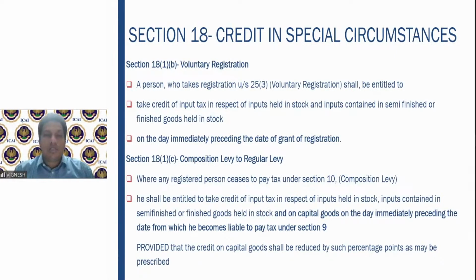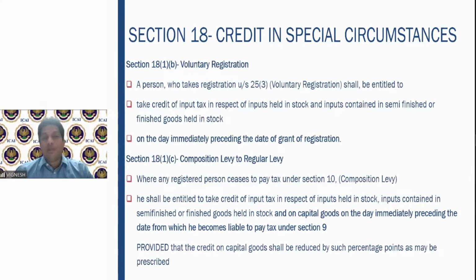So in that particular situation, what happens to the ITC? This is what is covered in 18(1) subsection C. Even though he is under the composition scheme, he would have purchased a lot of material, a lot of inputs. In that situation, what is to be done? Here it says that where the registered person ceases to pay tax under section 10, that is, he was registered under the composition scheme but ceases to pay the tax under section 10, he is no longer eligible for the composition scheme. In that case also, he shall be entitled to take the credit of inputs, input services, and capital goods also.